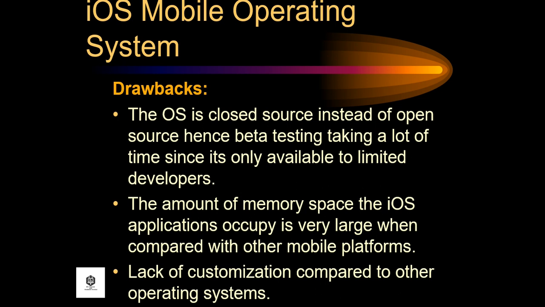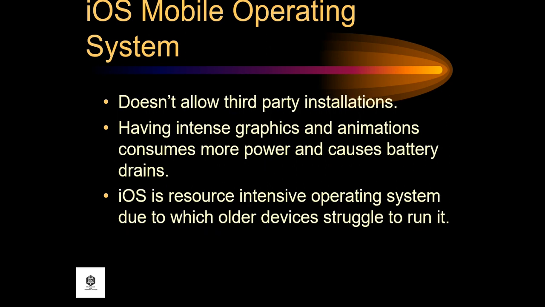While the drawbacks of the iOS mobile operating system are that the OS is closed source instead of open source, hence beta testing takes a lot of time since it's only available to limited developers. The amount of memory space iOS applications occupy is very large compared with other mobile platforms. Lack of customization compared to other operating systems.